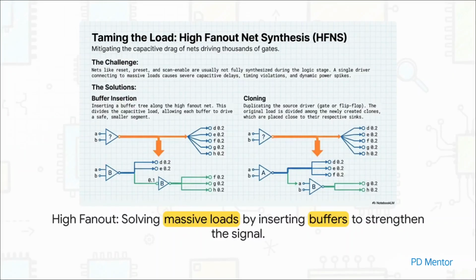So here's a classic problem. Imagine one giant water tower trying to supply water to thousands and thousands of homes all at once. The water pressure at the furthest homes would be terrible, right? Well, that's exactly what a high fan-out net is on a chip. The solution? You build smaller, local water towers along the way. We call them buffers, to break up the load and boost the signal, ensuring everyone gets what they need.